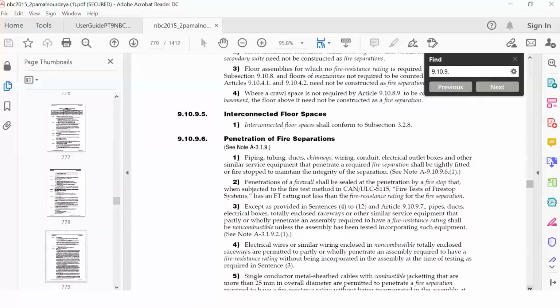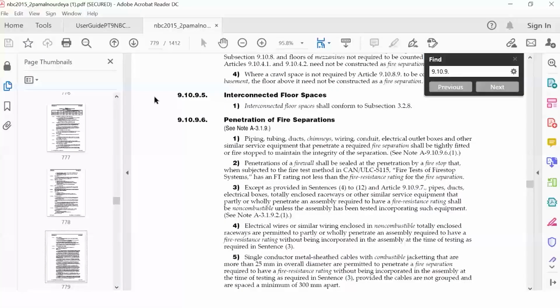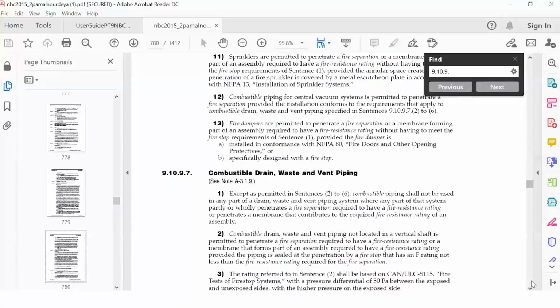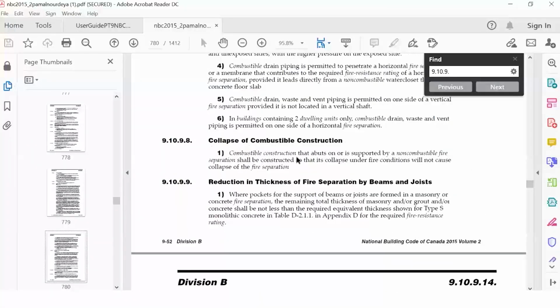This is another reference for interconnected floor spaces. Interconnected floor spaces shall conform to subsection 3.2.8. So again, interconnected floor spaces, it's a reference to 3.2.8. If you're testing a penetration, a fire stop, a joint system, it's CAN/ULC-S115, fire tests of fire stop systems. And these are the provisions related to penetrations of fire separation, 9.10.9.6. The combustible drain, waste, and vent piping.